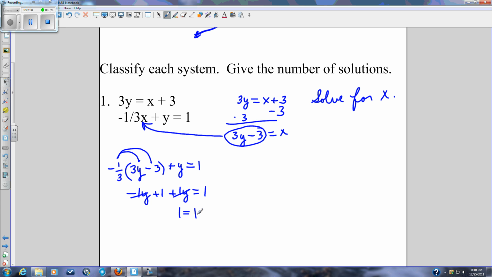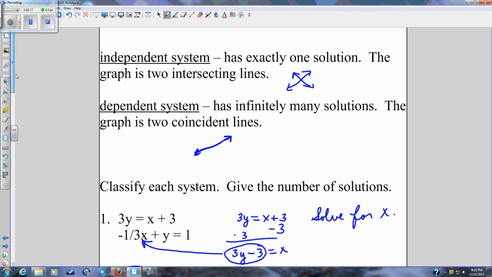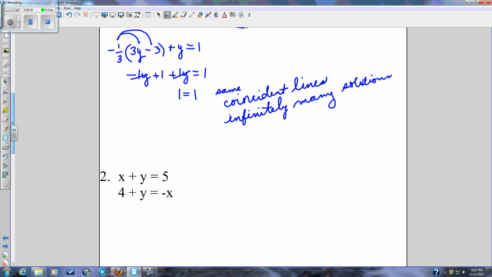And we saw in the last problem that when you have the same answer on both sides of the equal sign, we know that this is actually the same equation. Which means these are coincident. Coincident lines. There are infinitely many solutions because they meet at every possible point on their lines. Infinitely many solutions. And going back to the top of the page, to classify it, it is a dependent system because a dependent system has infinitely many solutions.